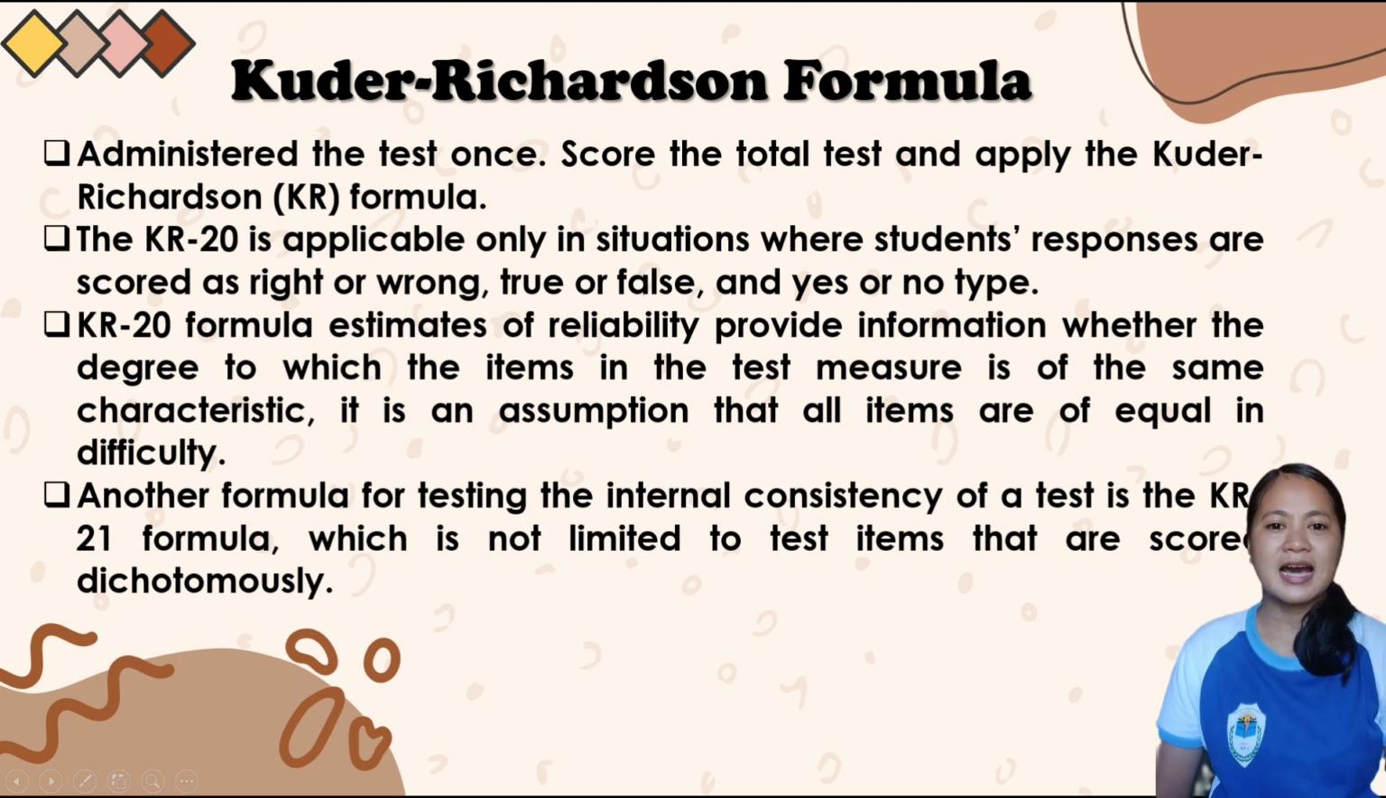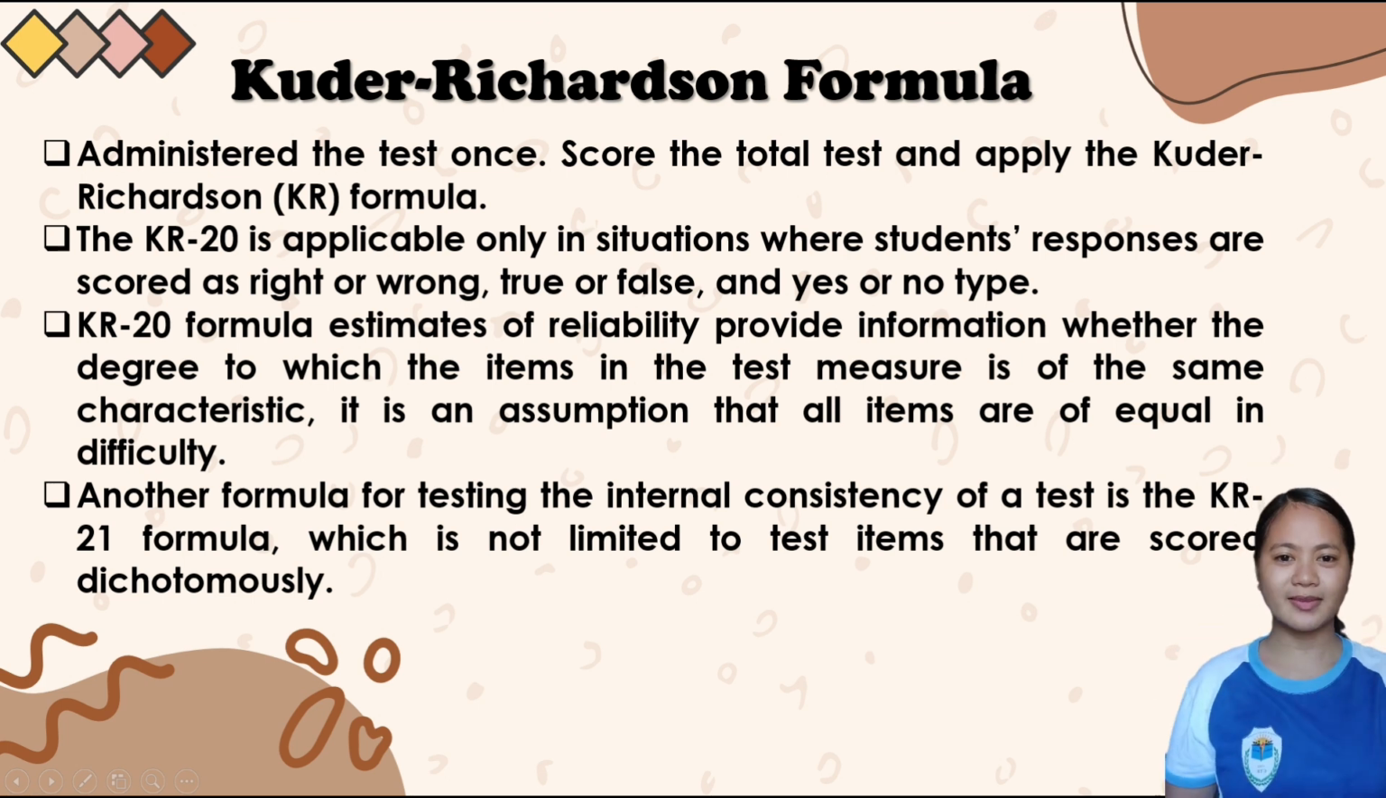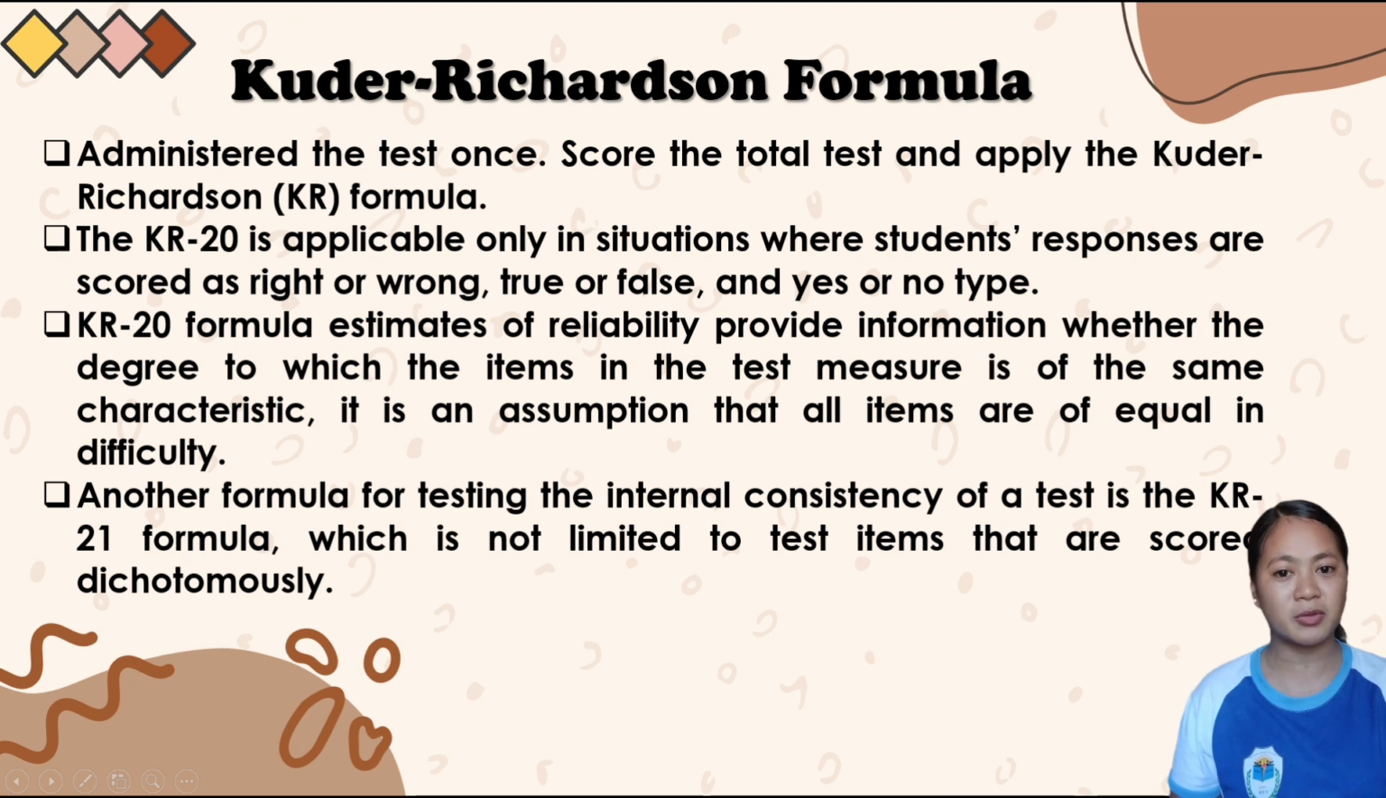na yon. Ngayon, dumako naman tayo sa Kuder-Richardson formula. Isa rin ito sa mga method of reliability kung paano natin malalaman or kung paano natin kukunin ang reliability coefficient na kung saan malalaman natin if ang test is reliable. So, Kuder-Richardson method is administer the test once, gaya ng sa split half method. Score the total tests and apply the Kuder-Richardson or KR formula.